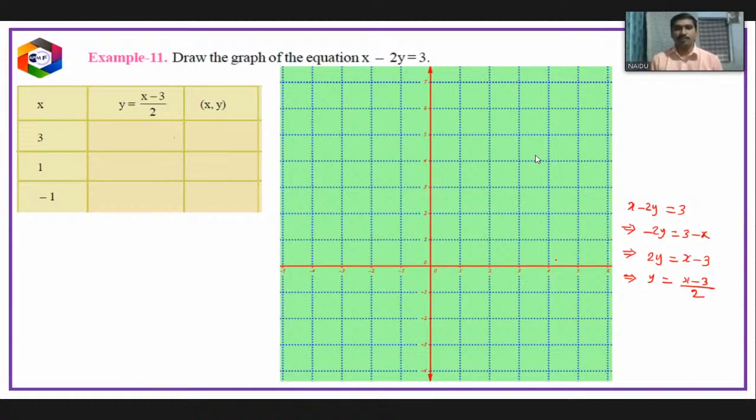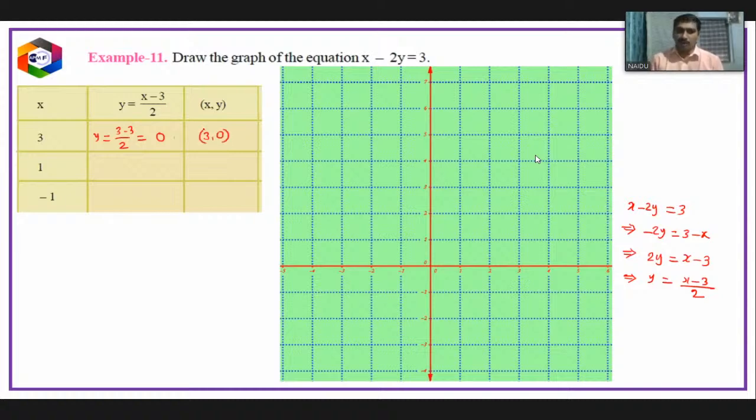So I have taken x as 3 here. Observe, children, the method is the same. Let us substitute: y is equal to 3 minus 3 by 2. 3 minus 3 is 0, and 0 by 2 is how much? 0. So what is the solution here? x is 3 and the corresponding y value is 0. The point is 3 comma 0. I think it is clear, children.